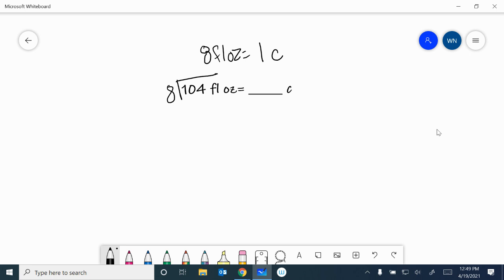Now, when you're thinking about it this way, you're going to have more ounces than you will cups because there's 8 ounces in 1 cup. So I'm looking for a smaller number here. And generally, when you're looking for a smaller number, you're going to divide. So 8 can go into 10 one time. 1 times 8 is 8. 24, 3. So I know that there are 13 cups in 104 fluid ounces because 8 times 13 is 104. 13 cups times 8 fluid ounces in each cup would get me 104 fluid ounces.